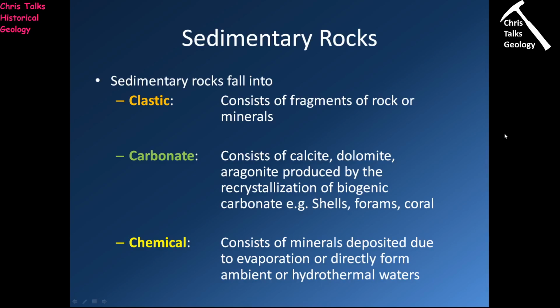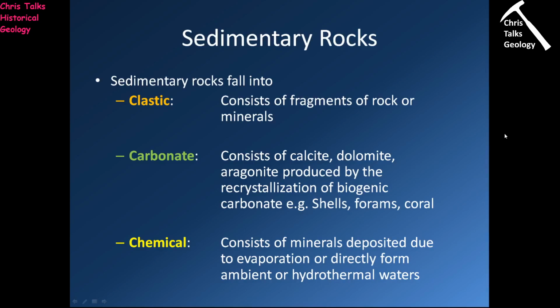Next we have the carbonate sedimentary rocks. As the name suggests, those are rocks which are dominated by carbonate minerals. Calcite is the most common, but you can also have carbonate rocks dominated by dolomite and aragonite. And most carbonate rocks are the result of calcium carbonate or another carbonate mineral being deposited due to some biogenic process, something like an animal shell, for instance.